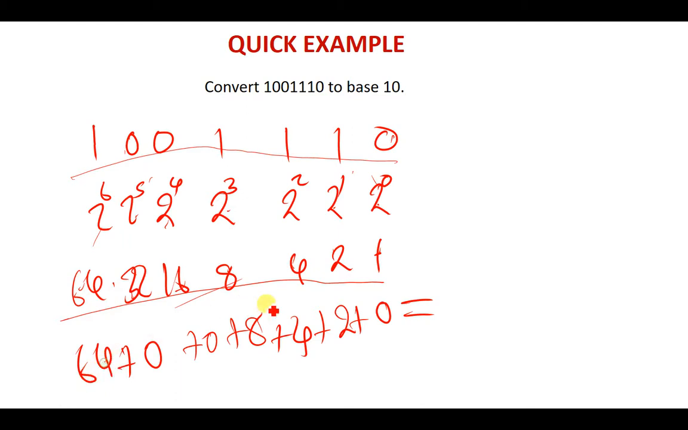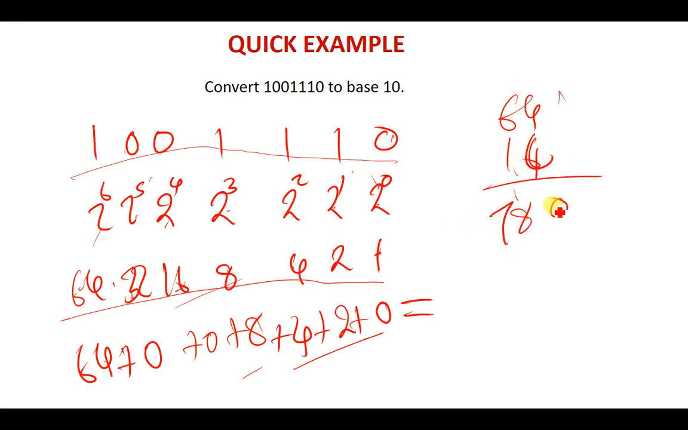So we have 64 plus 8, okay, let's start from this side. 0 plus 2, the answer is 2, plus 4, the answer is 6, plus 8, the answer is 14. Then 14 plus 64 will give us 78, and not 80. So we have 78 there.